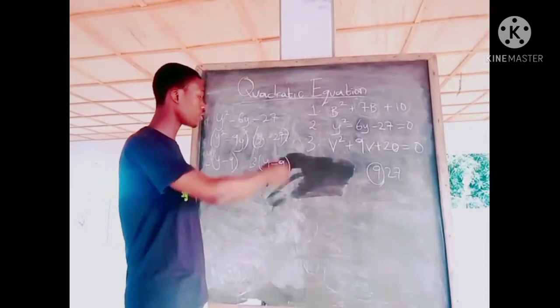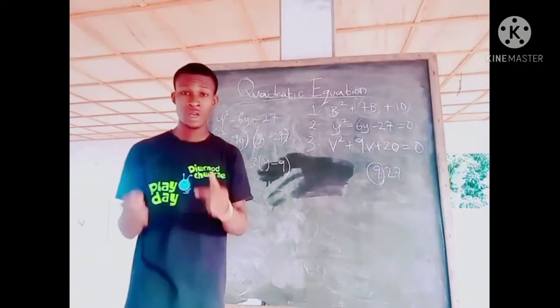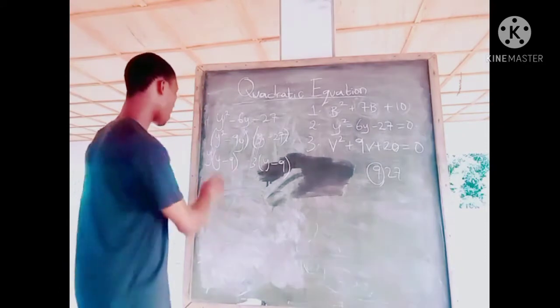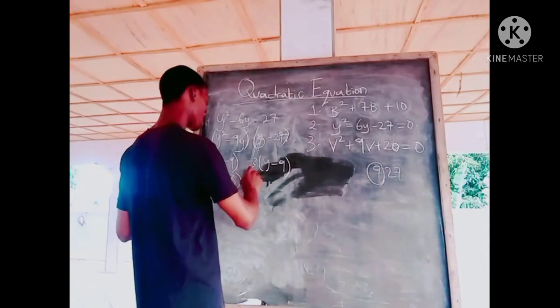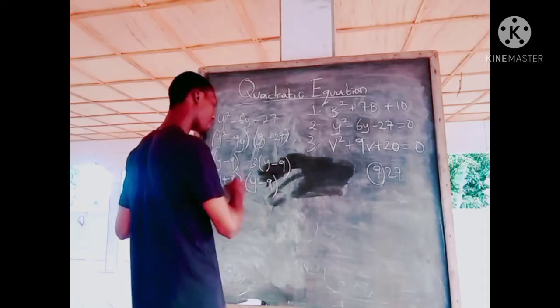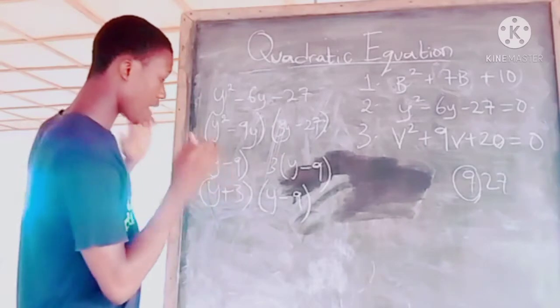So 3 times 1 will give us 3y, and 3 times negative 9 will give us negative 27, and we're right on track. So that means our answer now will be what? (y + 3)(y - 9). Now you can actually simplify further. So this is our answer for today.